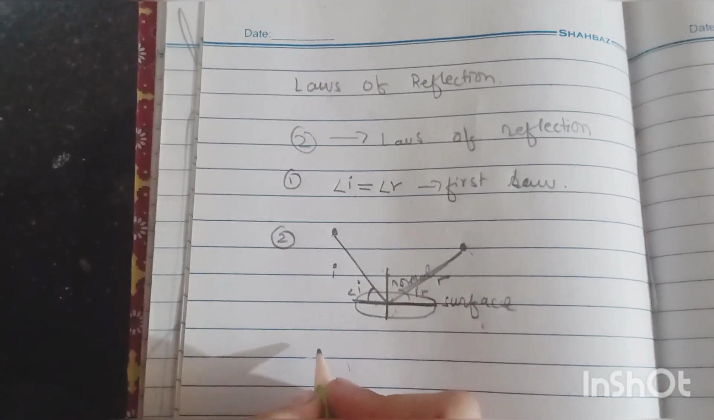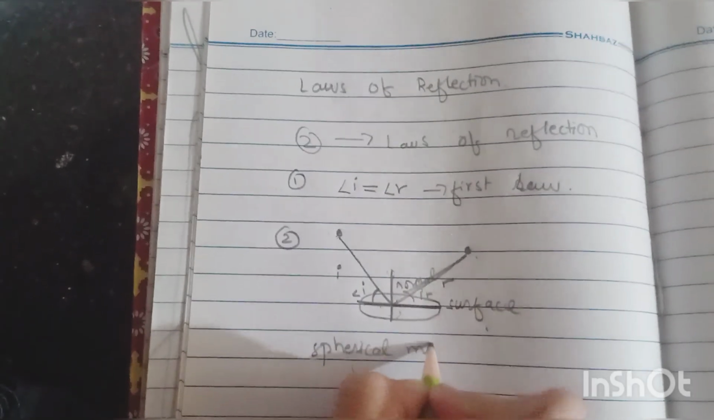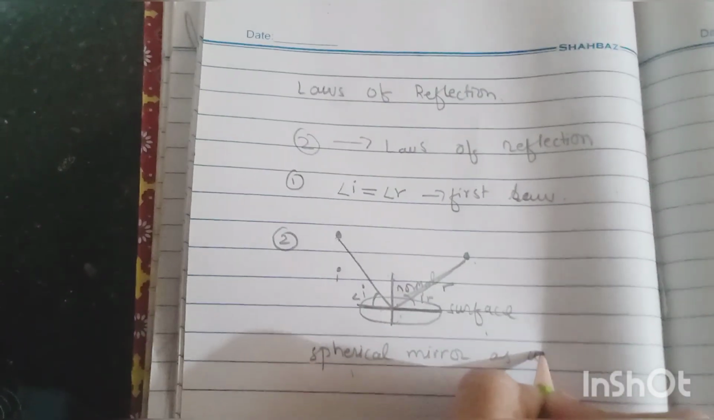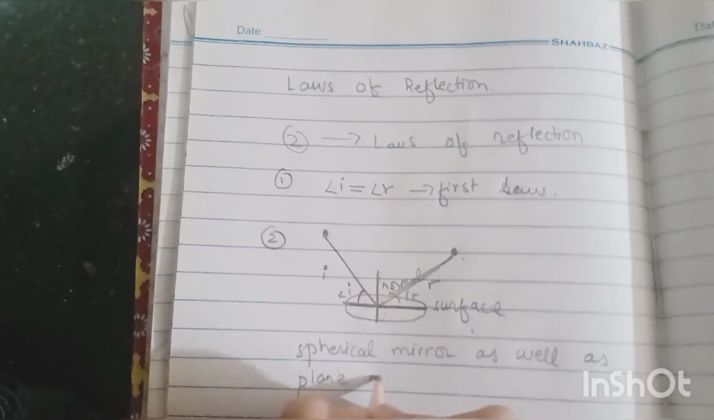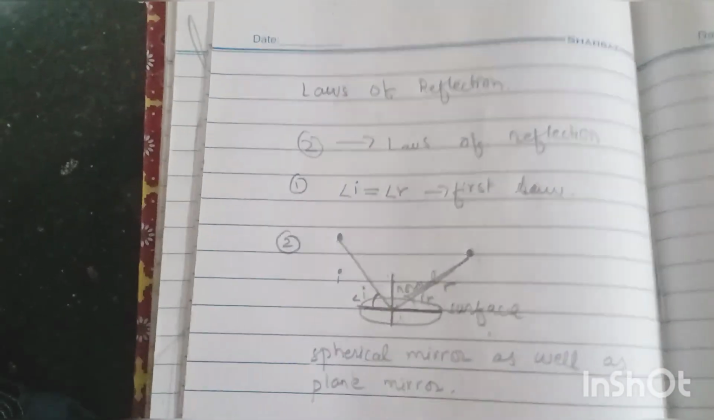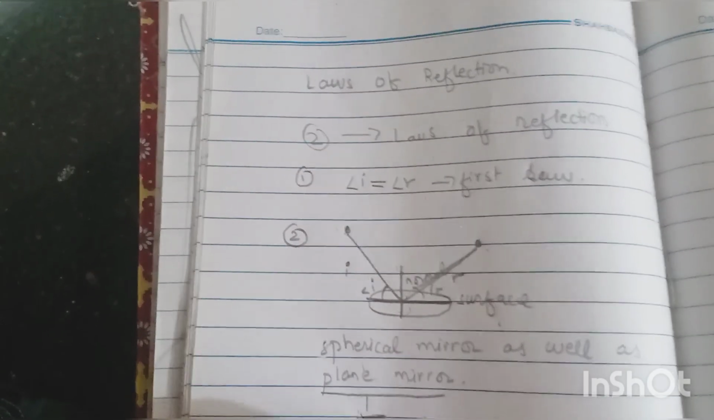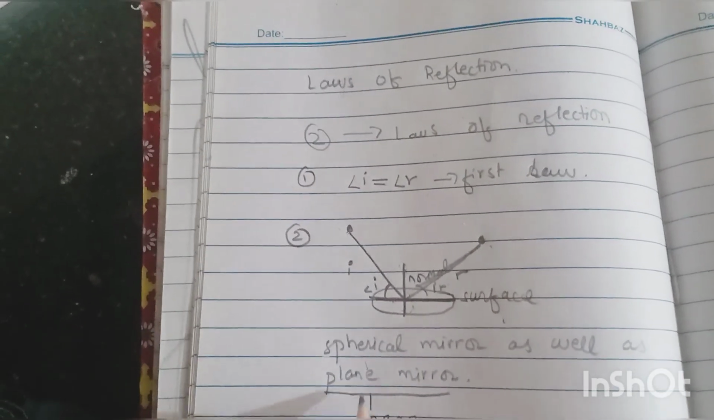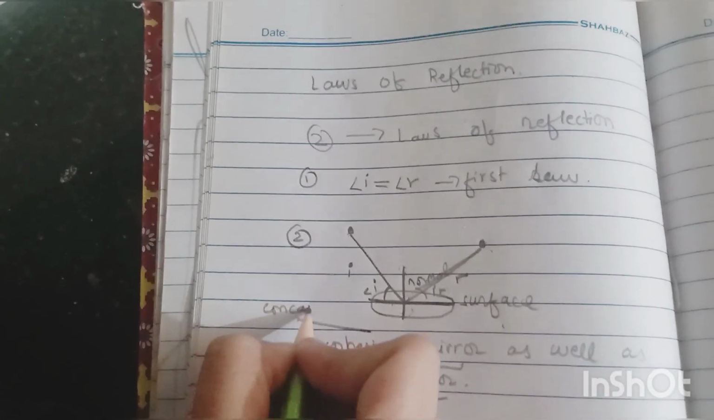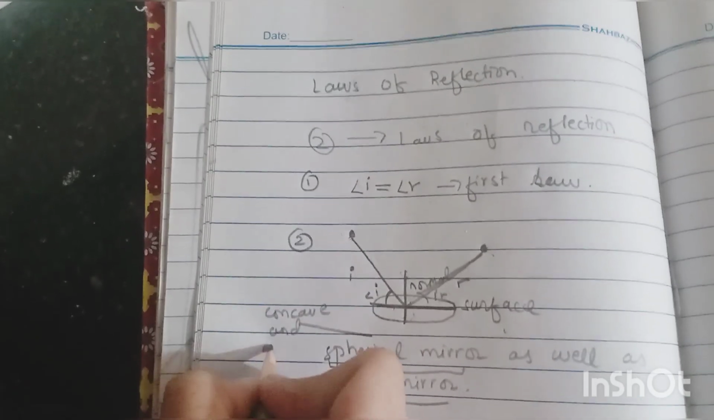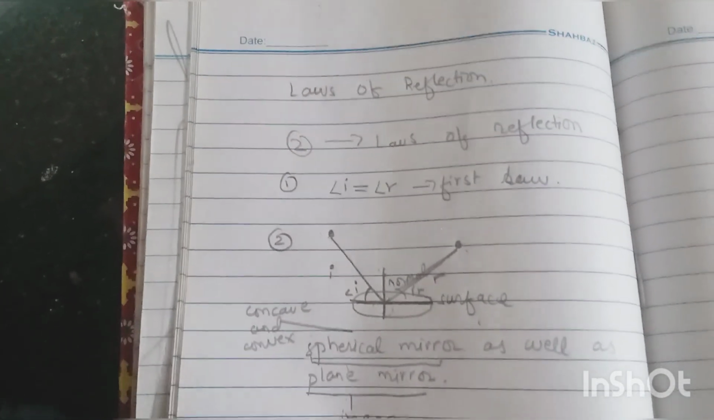As we know, there are spherical mirrors as well as plane mirrors. Now what are spherical mirrors and what are plane mirrors? The plane mirror is what you see your image in daily, that is called a plane mirror, right? And spherical mirrors are concave and convex. These are called spherical mirrors. So the law of reflection is also applicable on these.